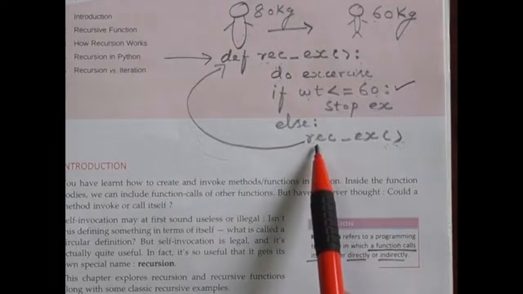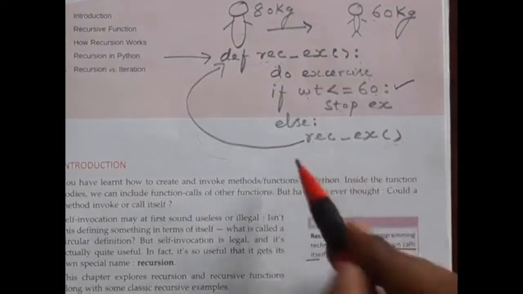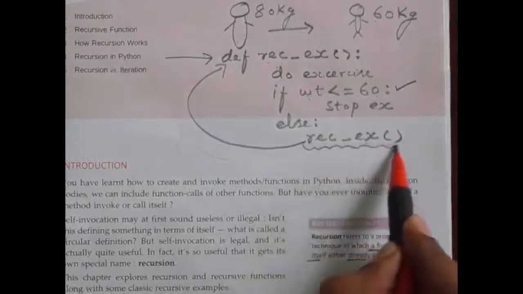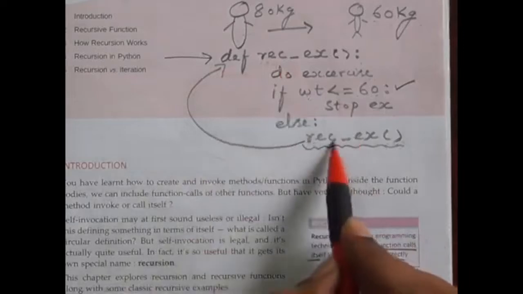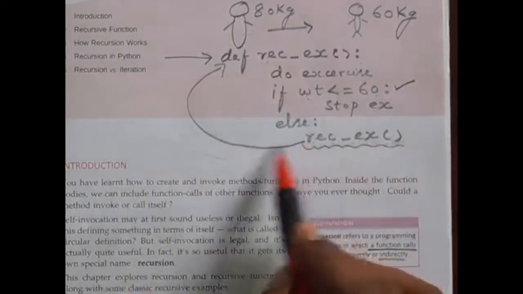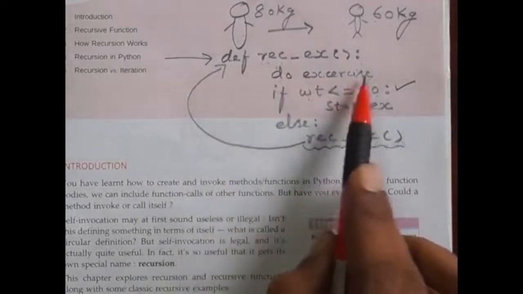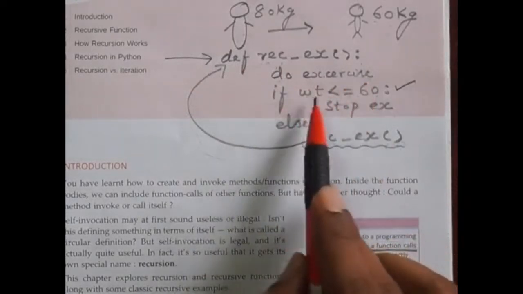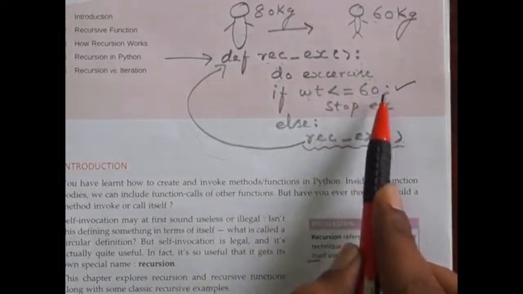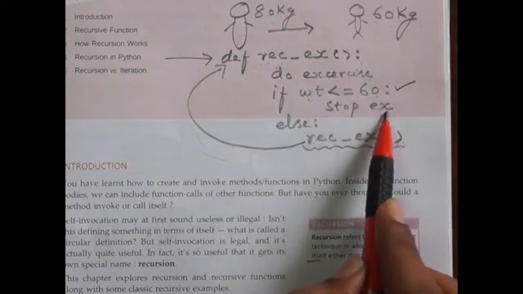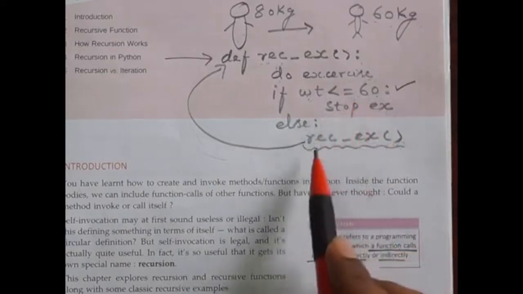Am I right? So what am I writing? Rec underscore ex function. It is nothing but a calling statement. This rec ex function will call the same function. So once again he has to do all the exercise and check whether the weight is less than or equal to 60. If it is, he can stop the exercise. Suppose the condition is false, then he has to come here.